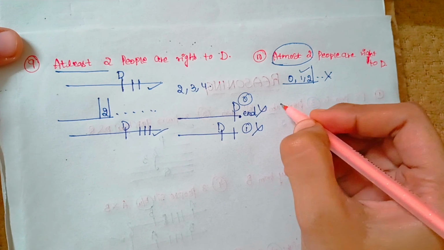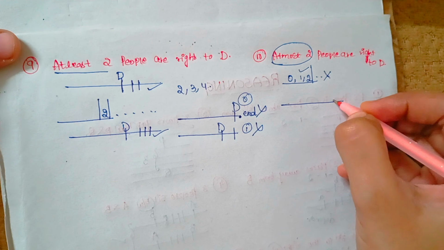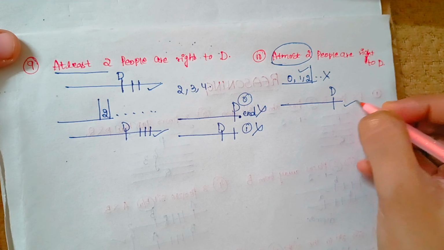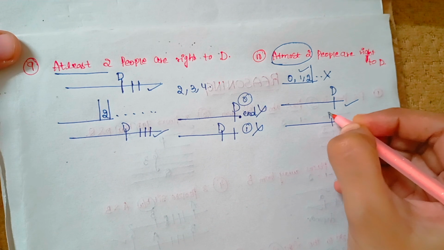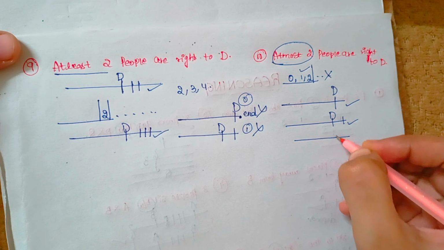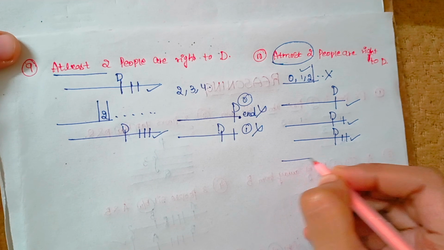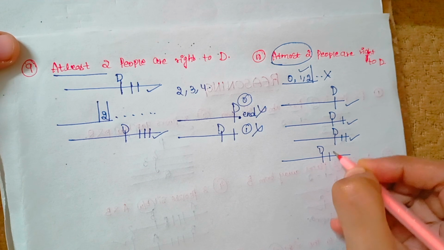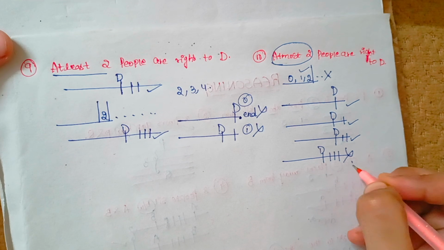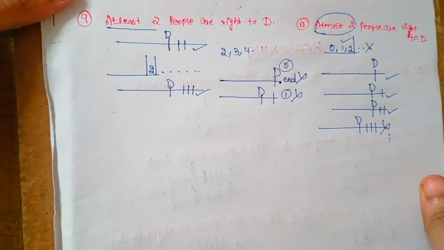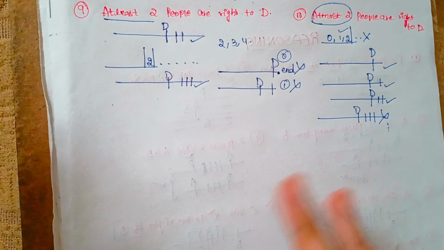For example, take 0. That means no person is sitting to the right side of D. Next one is one person is sitting to the right side of D. Two persons are sitting to the right side of D. All these 3 are correct. But if 3 persons are sitting to the right side of D, it is wrong because here the limit is up to only 2. That's why it is saying at most 2.